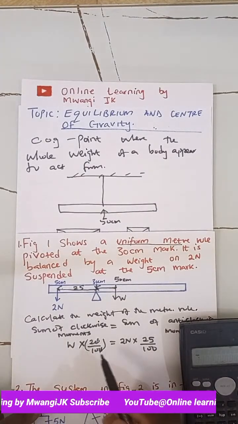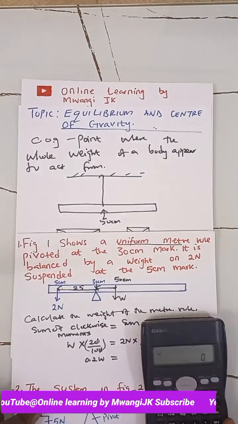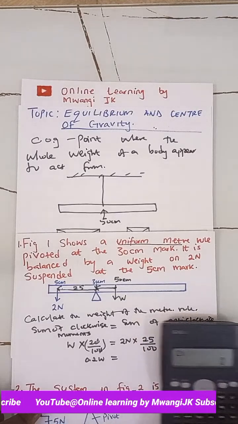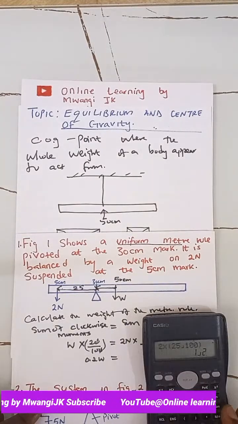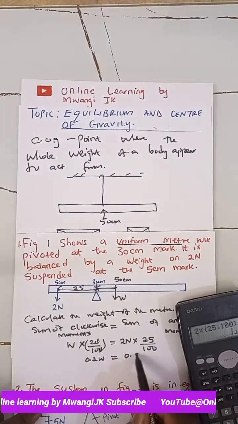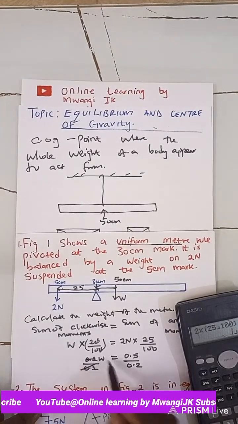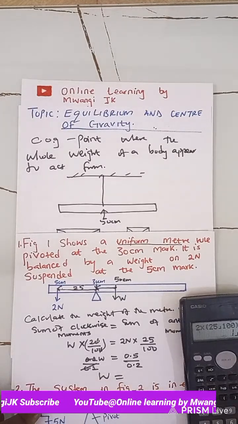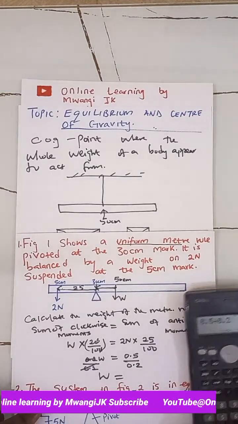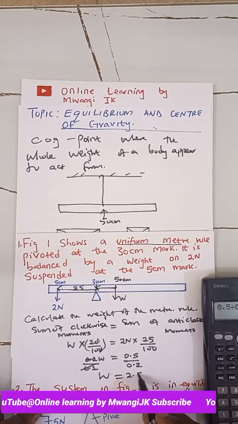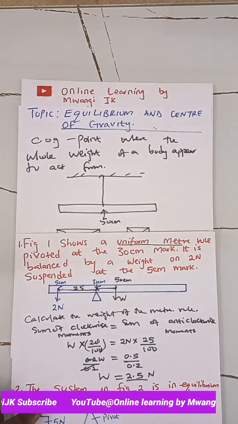this as 0.2 W, which is equal to 2 times 25 over 100, we have a half, which is 0.5. So to get W, we divide by 0.2 on both sides, so we get the weight to be 0.5 divided by 0.2, and we get the weight of the rule to be 2.5 Newton, 2.5 Newton, and that will be the answer.